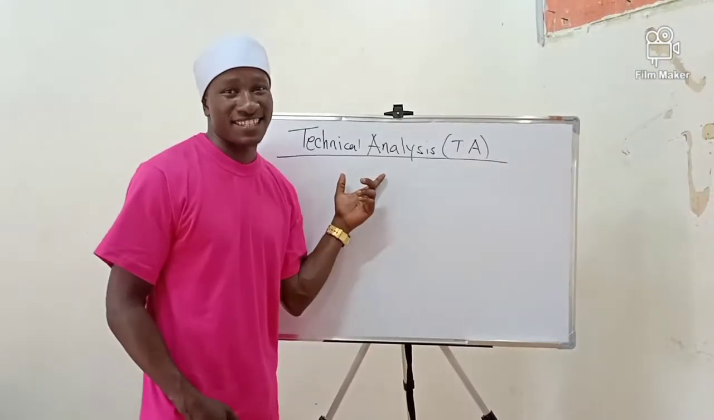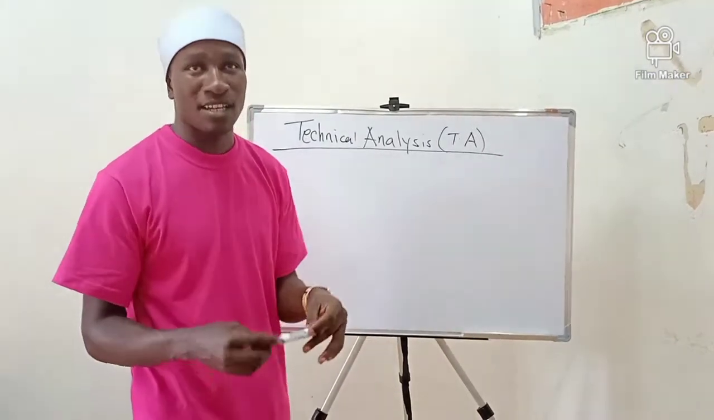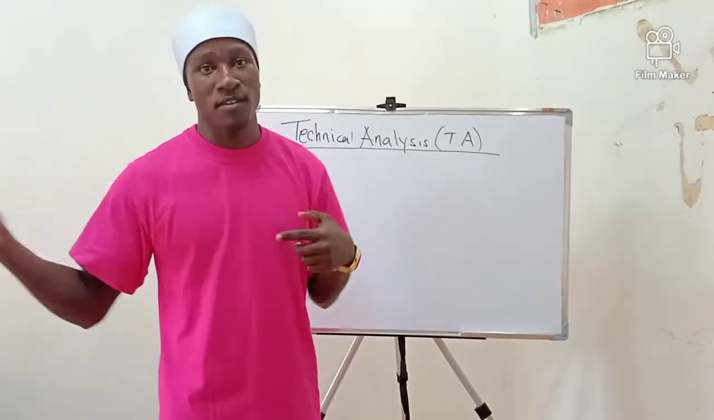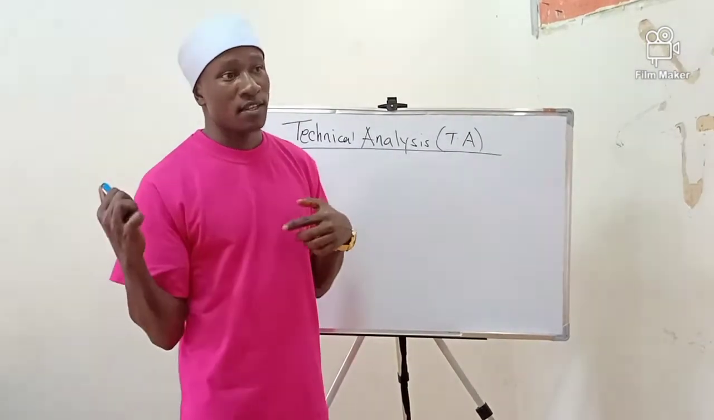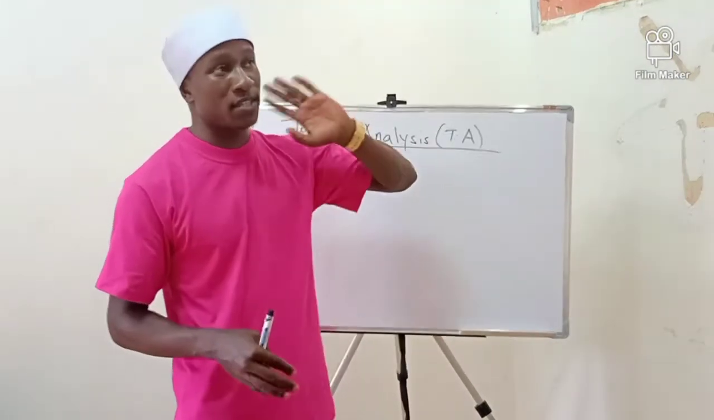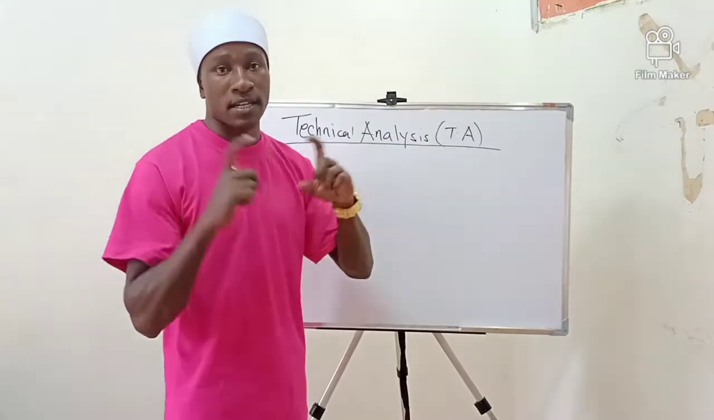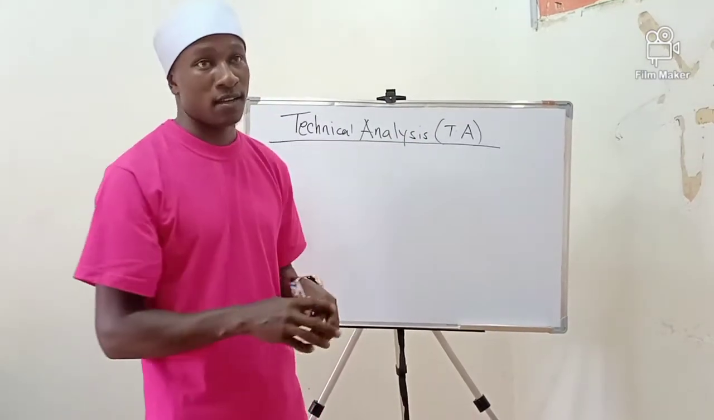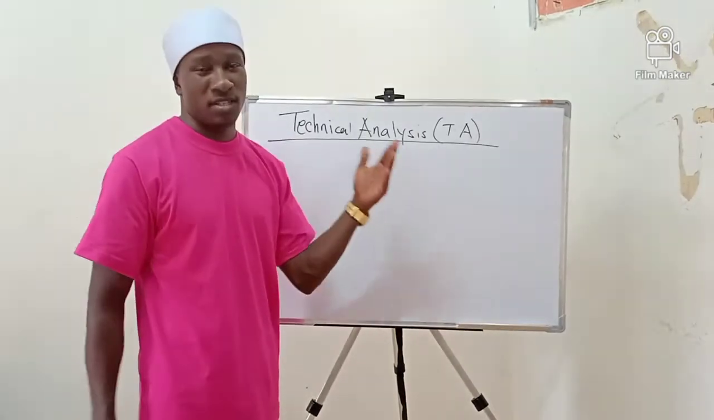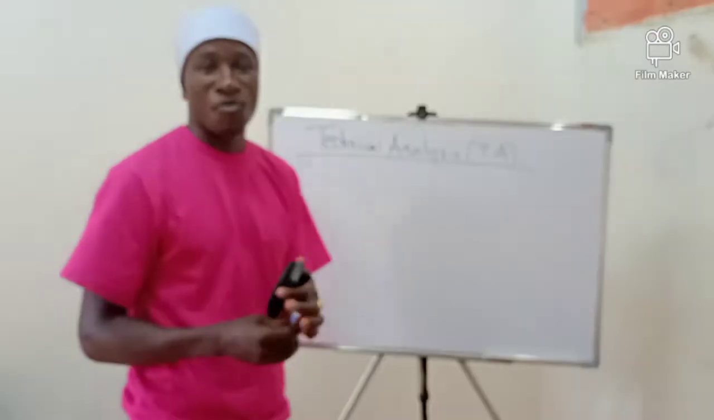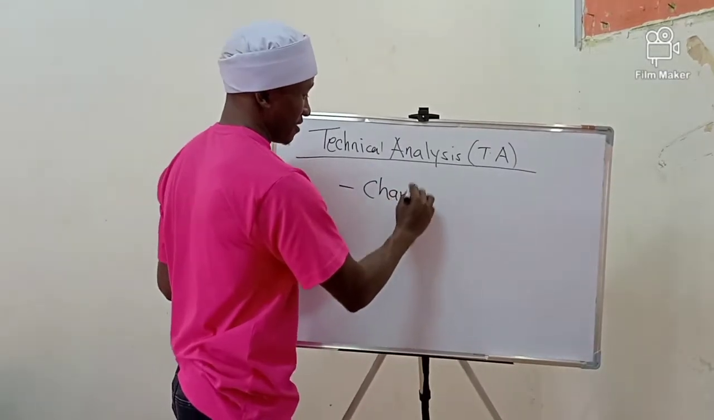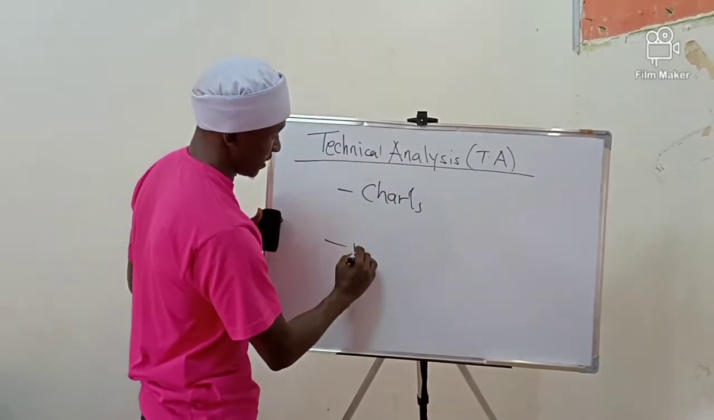Technical analysis. What is technical analysis? Technical analysis, simply, is looking at the historical behavior or movement of the price, and then from that you are able to make informed decisions on where the market is trending, either up, in a range, or maybe in a downtrend. And also you want to know what makes up technical analysis. So we have charts, then we have indicators.